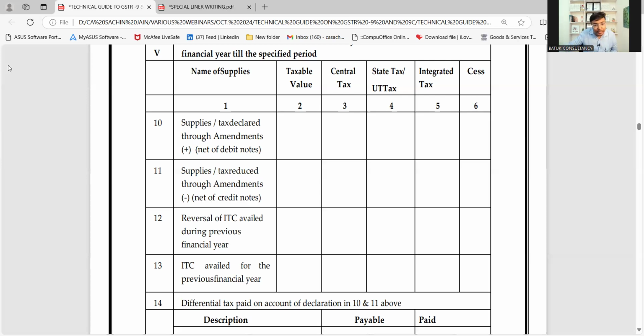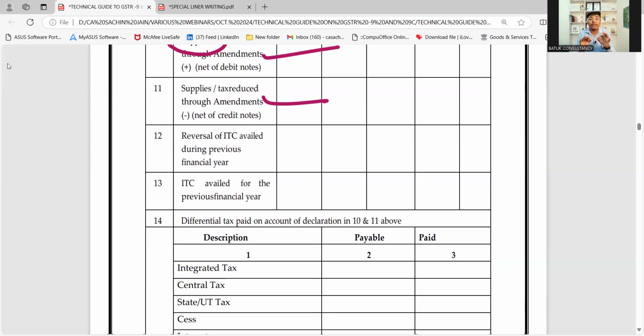So, during the particular financial year, if you have shown in the subsequent financial year any supply related to the previous financial year, in such a situation show it here. If there is any reduction, show it here. If during financial year 23-24 you have claimed excess input tax credit and you are supposed to show the reversal during the next financial year, show it here. If you are going to claim the input tax credit related to the current financial year in the subsequent financial year, show it here.